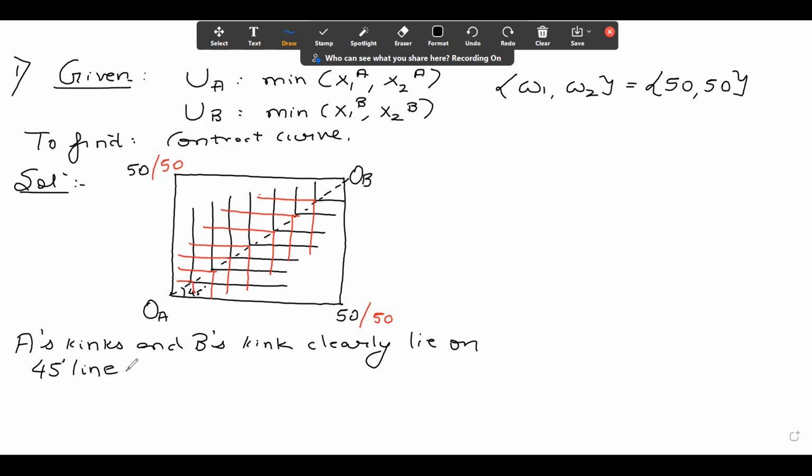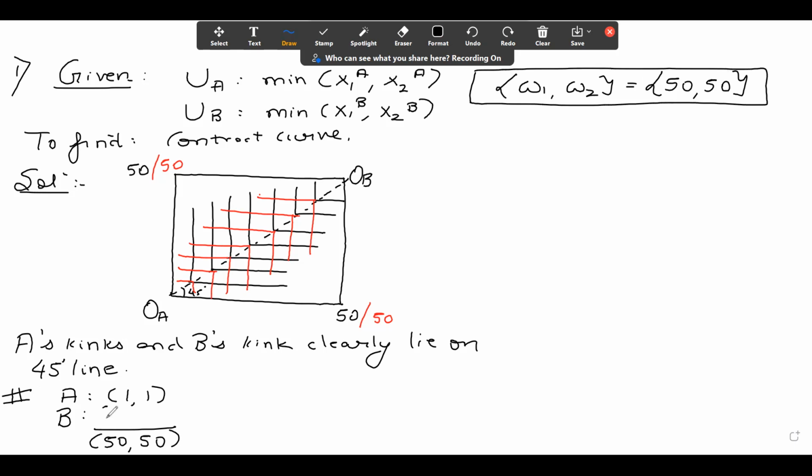Now let's take any point on the kink. So suppose I take a point. Suppose A has 1,1. If A has 1,1 and my total is 50,50, which is my endowment, how much will B have, guys? B will have 49,49. What is the utility A gets from his own allocation? Min of 1,1 is 1. What is the utility B gets from its own allocation? Min of 49,49 is 49.